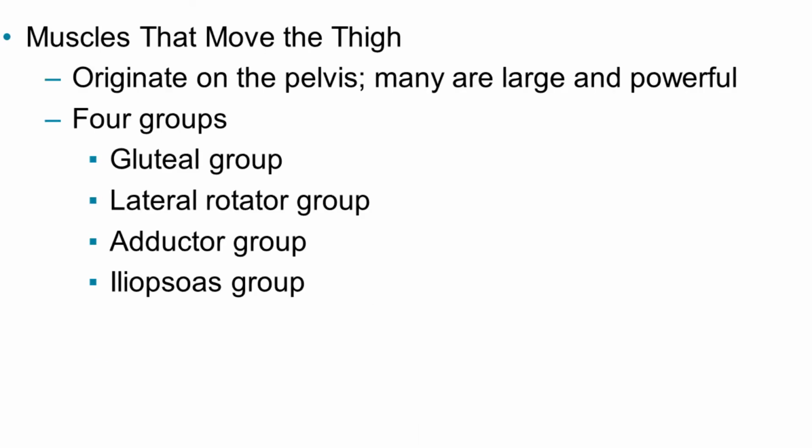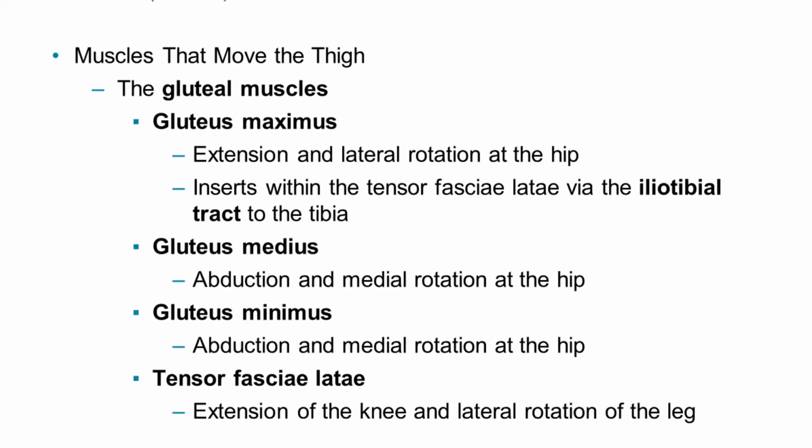The muscles that move the thigh originate on the pelvis. Many of these are large and powerful and fall into 4 groups: the gluteal group, the lateral rotator group, the adductor group, and the iliopsoas group. The muscles that move the thigh include the gluteal muscles. The 4 gluteal muscles include the gluteus maximus, the gluteus medius, the gluteus minimus, and the tensor fasciae latae.